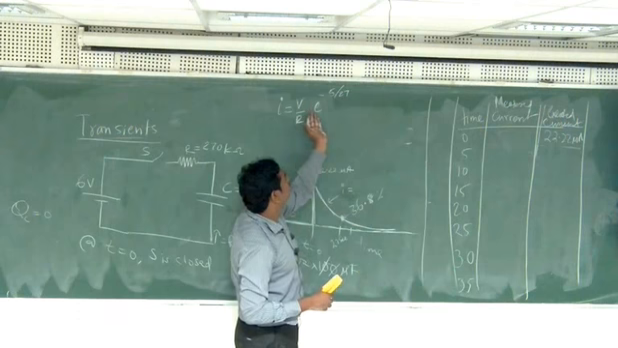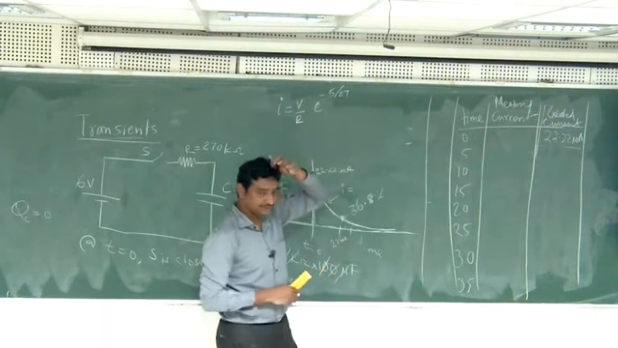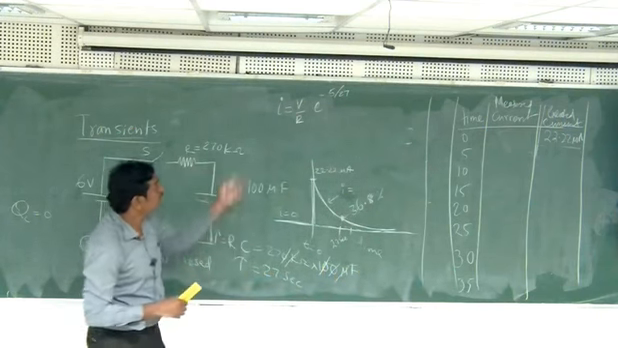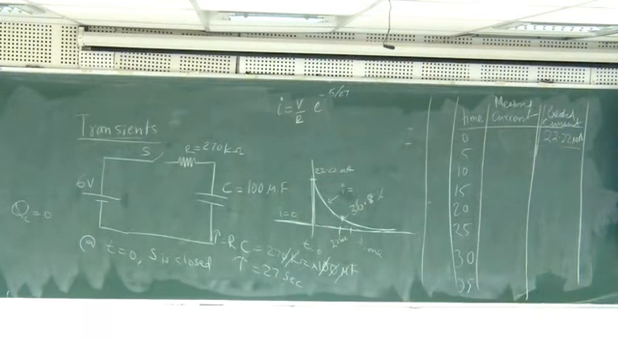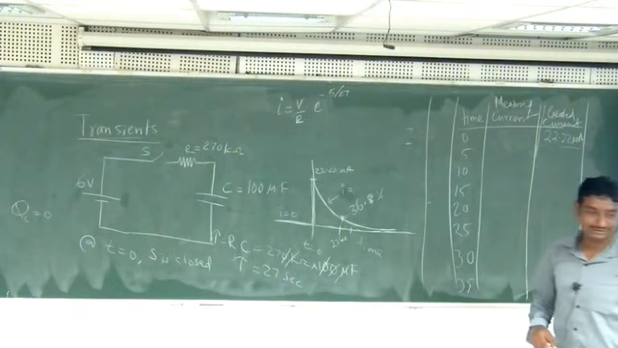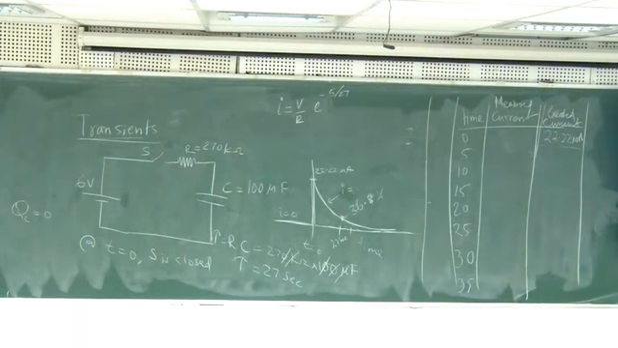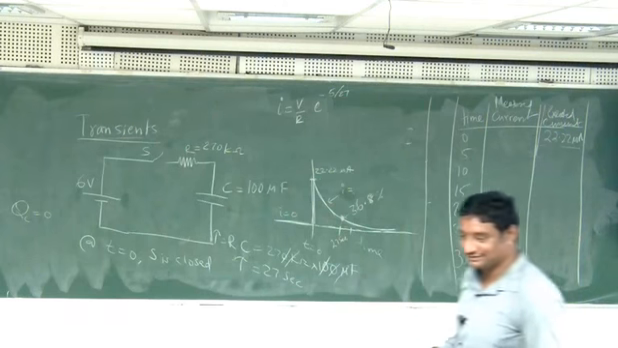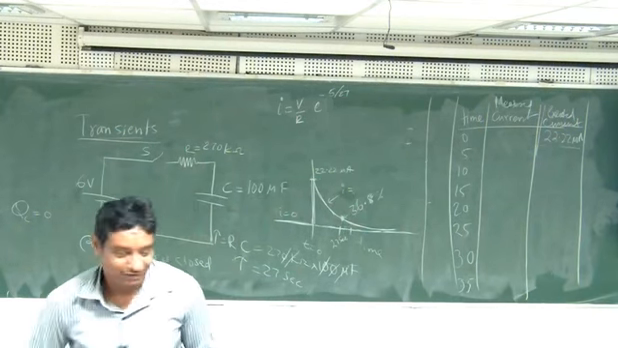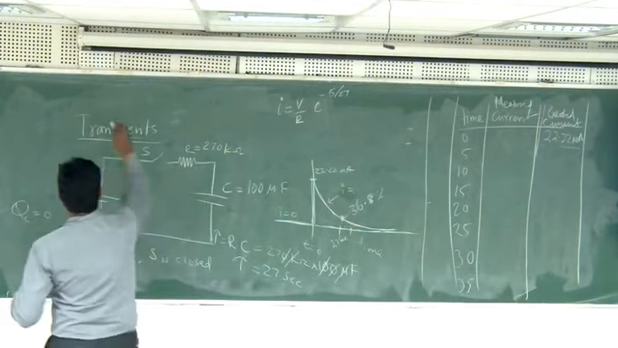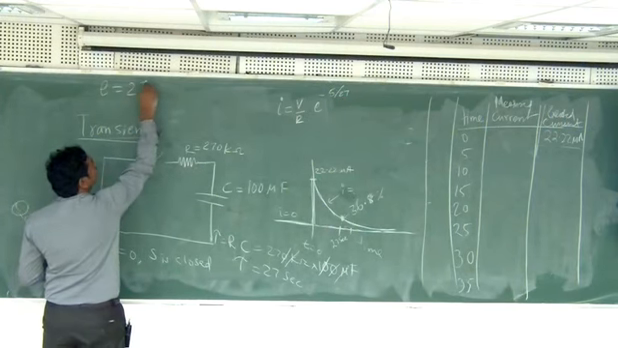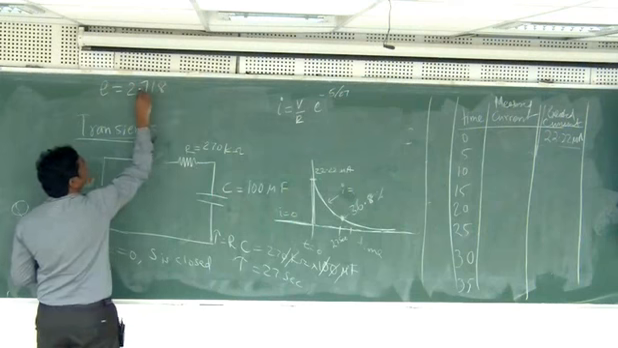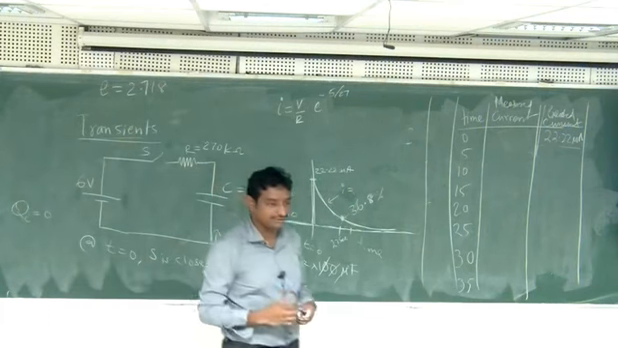So what percentage of it is it? Can someone calculate e to the power of minus 5 by 27? How much? Those who have a calculator can try it. So first of all, what is the value of e? 2.718. The value of e is 2.718.